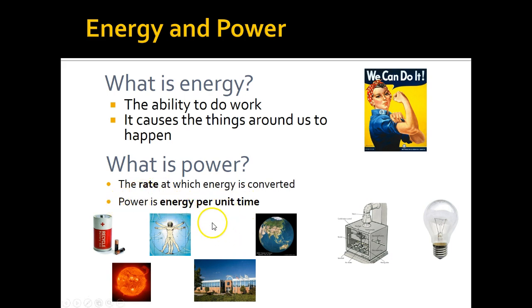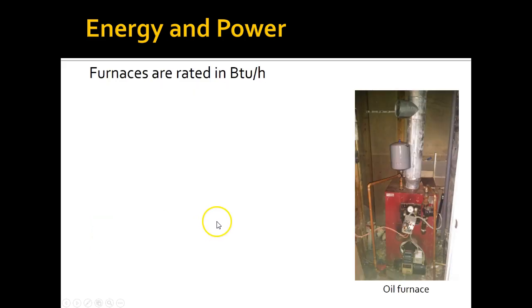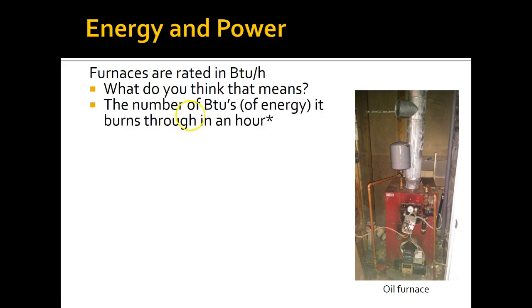It's the rate at which energy is converted. Okay, so let's look at an example or two here. So furnaces are rated in BTUs per hour. What do you think that means? Probably pretty straightforward. So this is the number of BTUs of energy it burns through in an hour, okay?